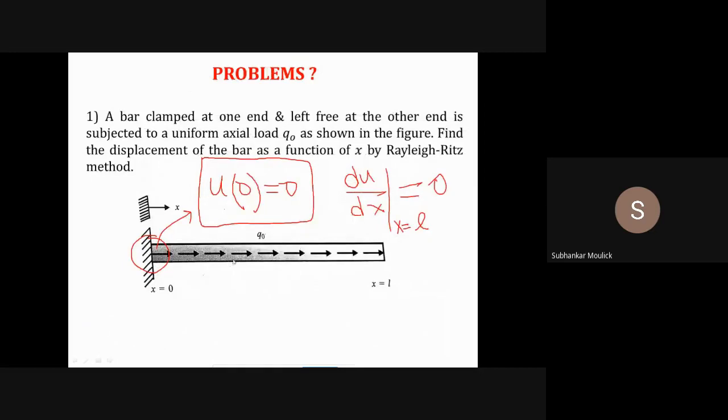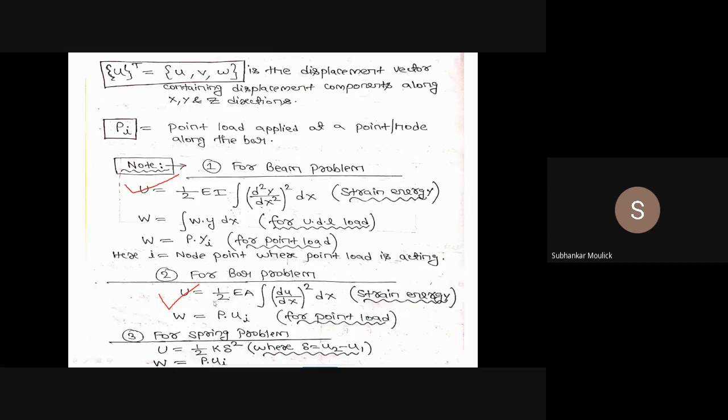That means if this beam is bending like this, then I can use that first expression of strain energy. But here bending is not happening. In the linear direction, displacement is happening. Fine. So I cannot use that first expression. I have to use the second expression of strain energy.